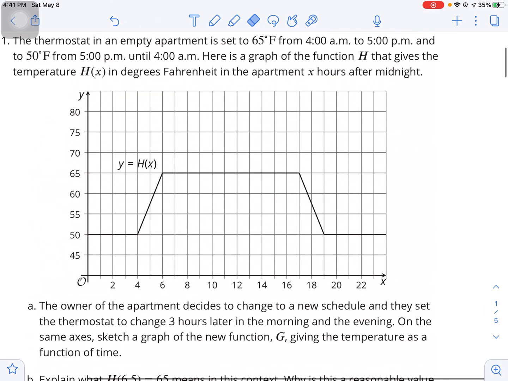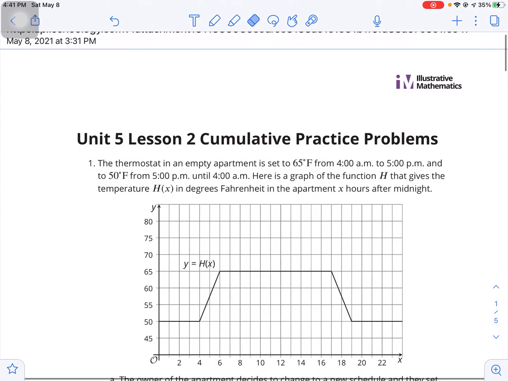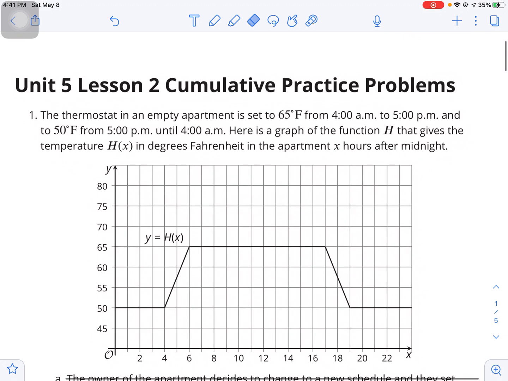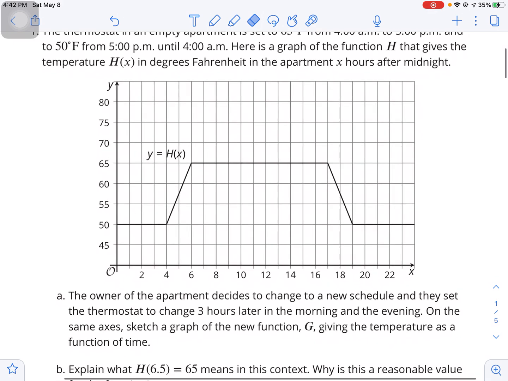All right, here are the video solutions for week 5, lessons 2 and 3 in unit 5. So the first one: the thermostat in an empty apartment is set to 65 degrees Fahrenheit from 4 a.m. to 5 p.m., and then to 50 degrees from 5 p.m. until 4 a.m. And here's a graph of the function H that gives the temperature in the apartment X hours after midnight.